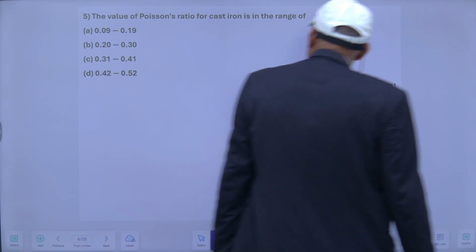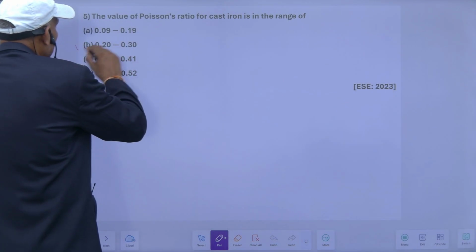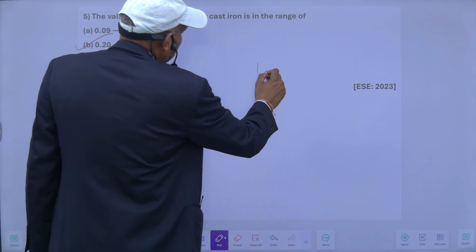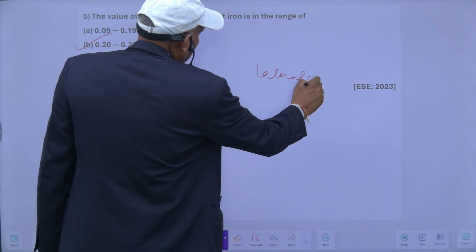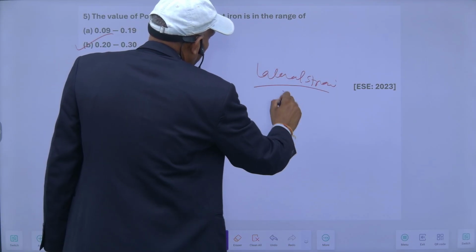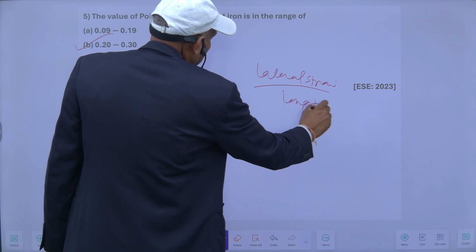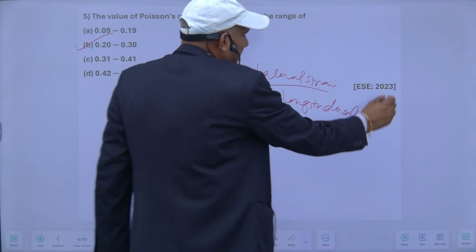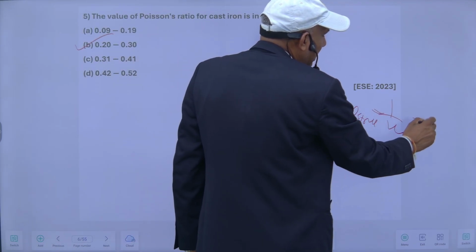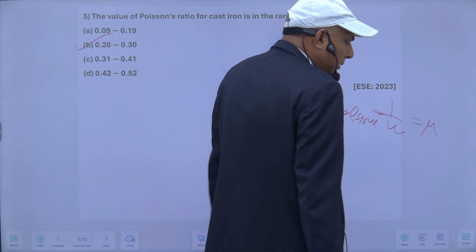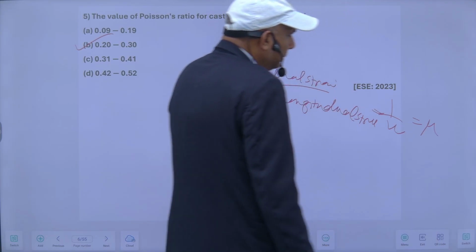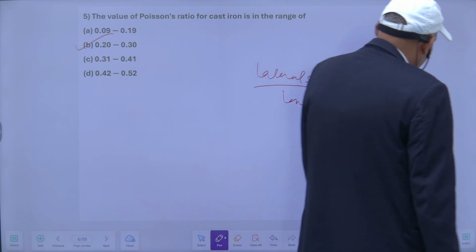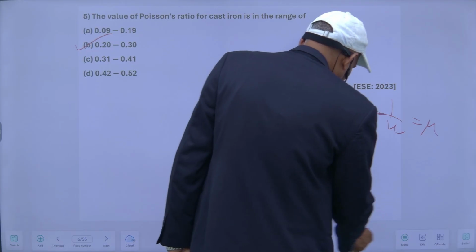So here the answer is this one. Poisson ratio is lateral strain upon longitudinal strain. This is Poisson ratio. We call it 1 upon m or mu. So the answer is this one, and you can remember this one.